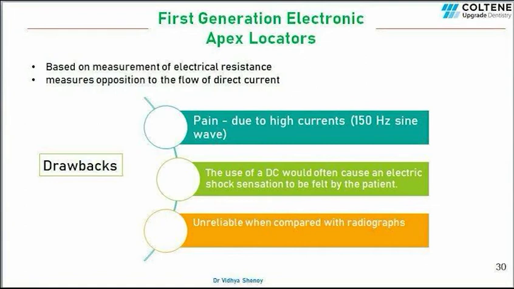The first generation apex locators were based on measurement of electrical resistance. They measured opposition or resistance to the flow of direct current. Initially, a high current of 150 Hz sine wave was used in these apex locators, which caused the patient to have severe pain. So, a few modifications were made and a small current of 5 microampere was later used. Still, the use of a direct current caused an electric shock sensation to be felt by the patient. Also, these apex locators were unreliable when compared with radiographs. So, because of all these drawbacks, the use of first generation apex locators was discontinued.